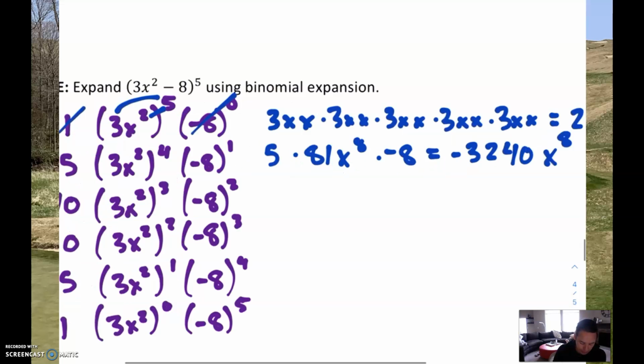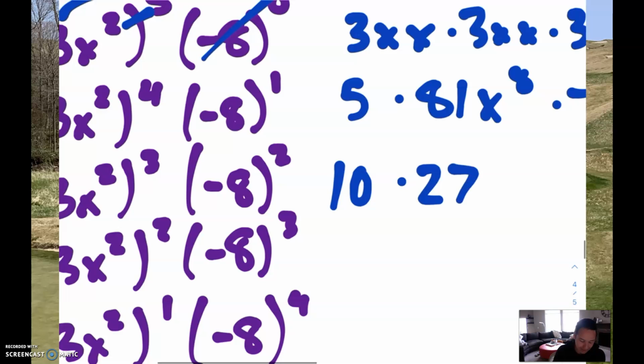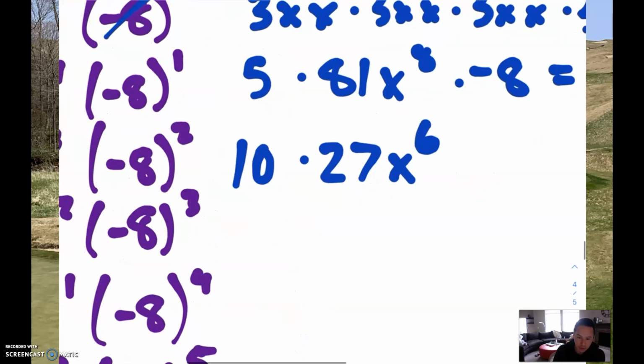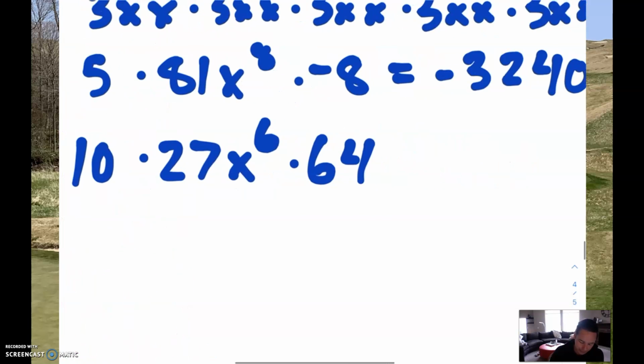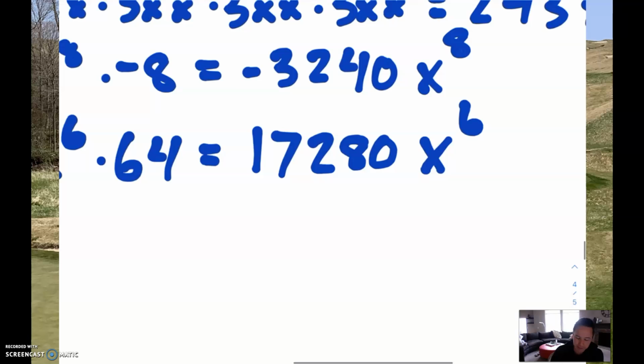We're going to move down to the third one. We have 10 is what we're starting with. Then we have 3x squared raised to the third power. So we take 3 times 3 times 3, and that's going to give us 27. And x squared to the third power gives us x to the 6th. And then we take negative 8 and square it. That gives us a positive 64. So on your calculator, you can do 10 times 27, that's 270, and then multiply it by 64. And that gives us 17,280, and it's going to be x to the 6th power.